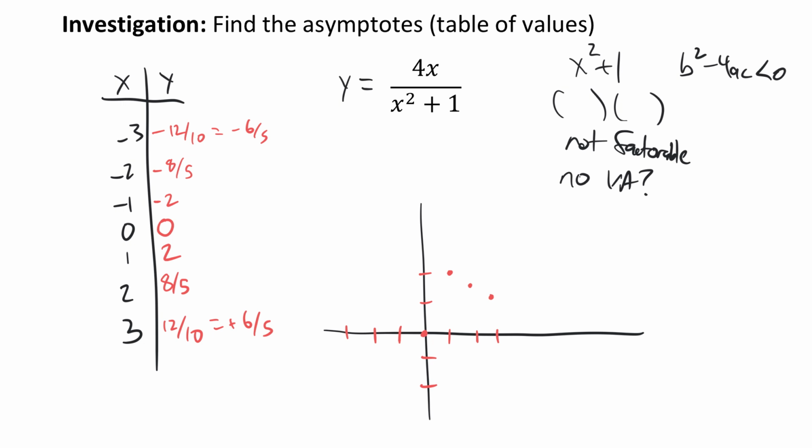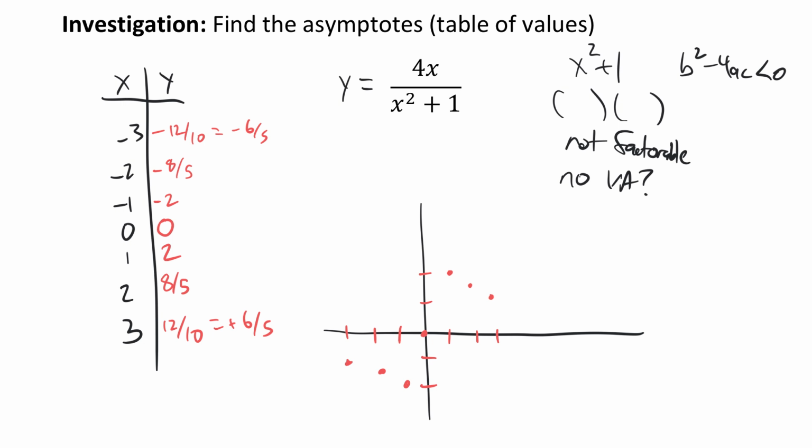We've got -2. We've got -8/5, and we've got -6/5. Well, if I was just to connect that, that's a pretty weird shape. It doesn't really help us find any asymptotes. In fact, it feels like it's making the problem a bit worse.